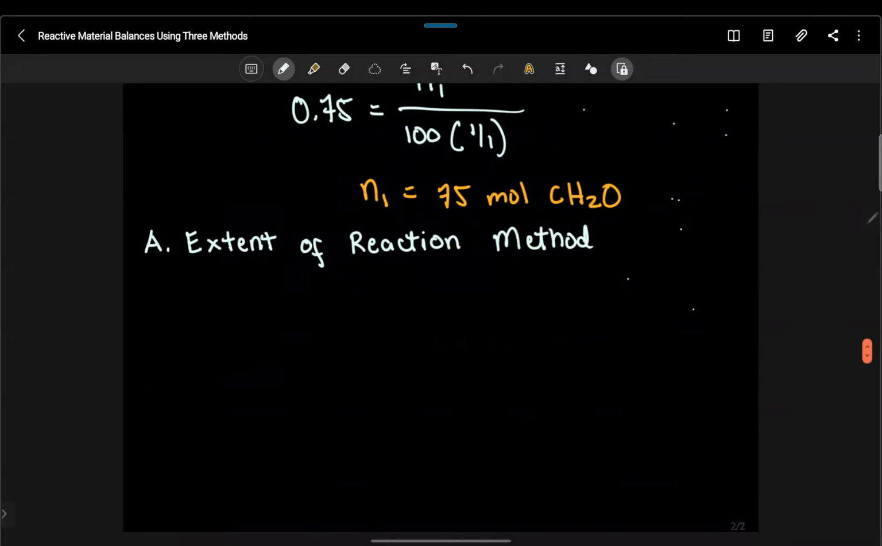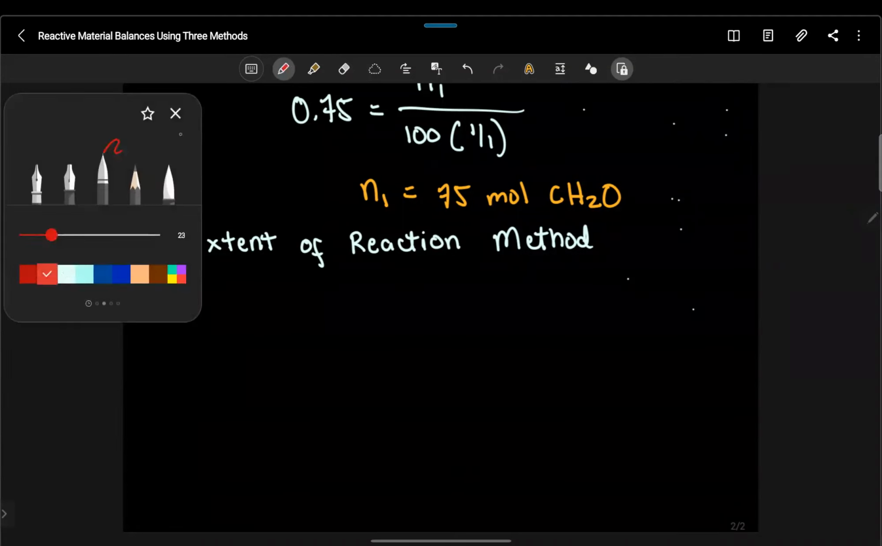Okay, so for you to be able to use the extent of reaction method, kailangan you have to set up the extent of reaction equation. So kung naalala nyo pa, we have to go through it one by one sa mga compounds natin. So unahin natin yung formaldehyde. So CH2O si formaldehyde, right?